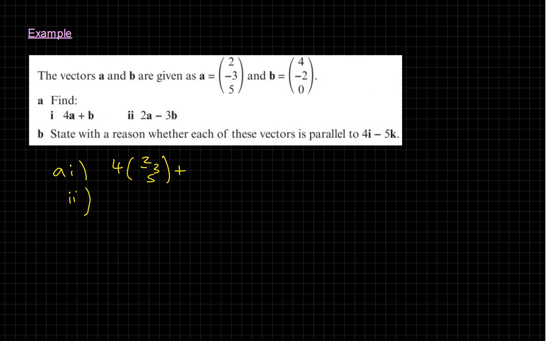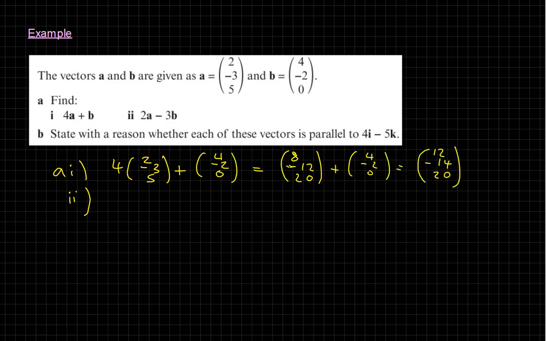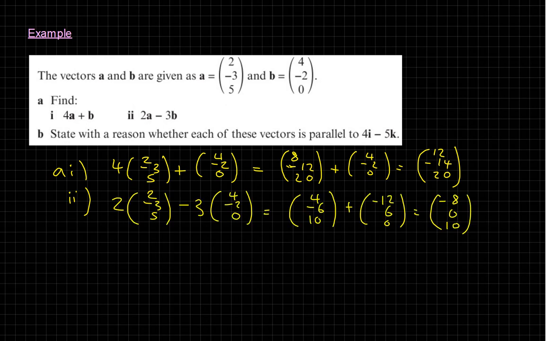In fact, I'm just going to write this out and skip for a moment me writing this out. Okay, so that's the first one. You should have got 12, minus 14, 20 if you were trying to do it yourself. And then for the second one, let's take a look at what it would be. Okay, and you'd get minus 8, 0, and 10.